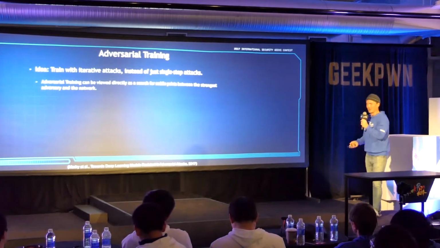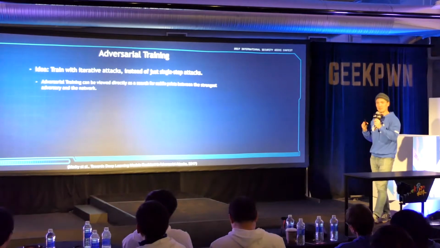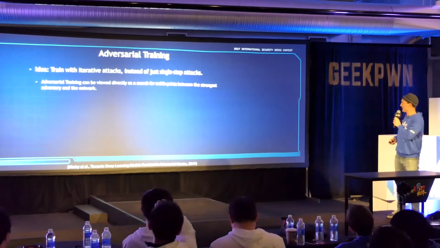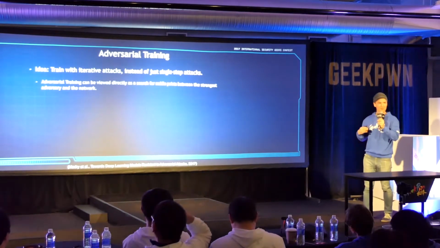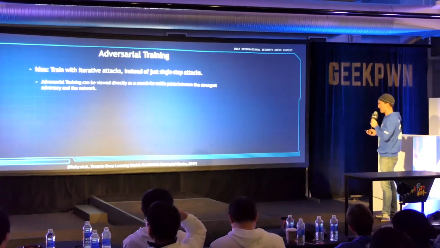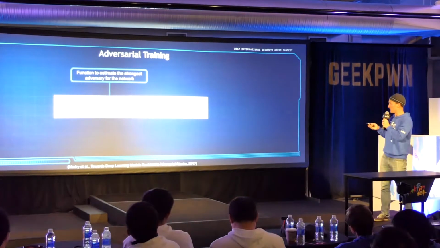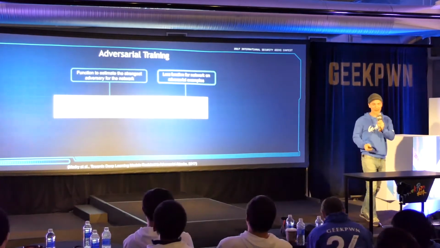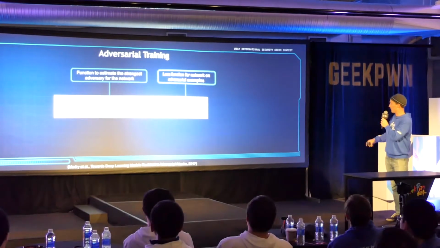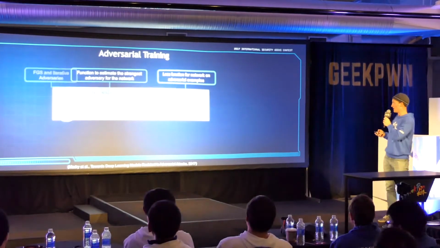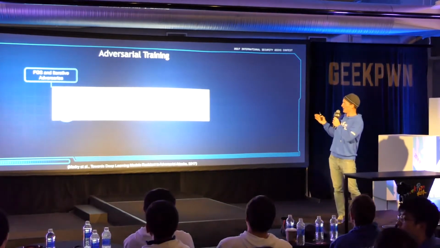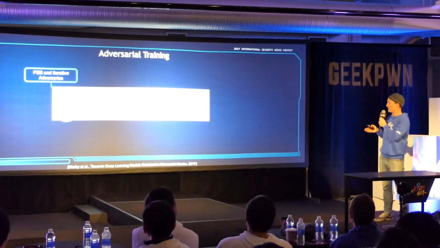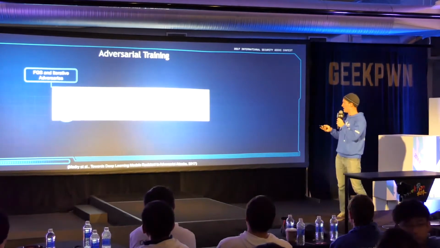attacks. And this is interesting because you can view this as actually a search for a saddle point between the strongest adversary and the network. It feels a lot like generative adversarial networks in some sense, mathematically. So this rho of theta function is just a function to estimate the strongest adversary for the network. And the L function over here is just a loss function on adversarial networks. And so this table is showing us fast gradient sign adversaries and these iterated adversaries.